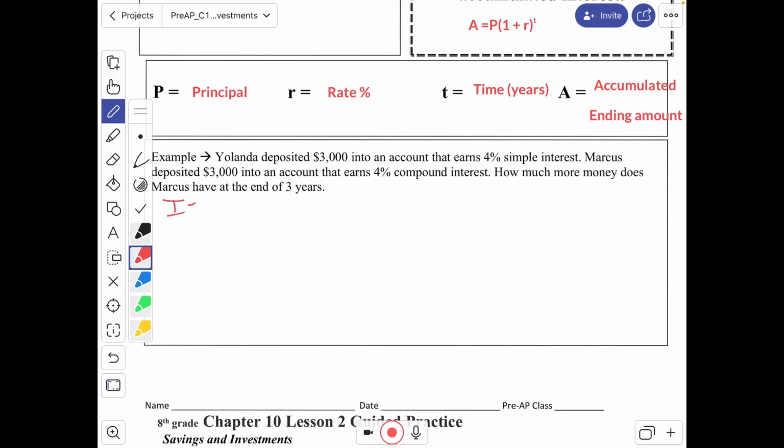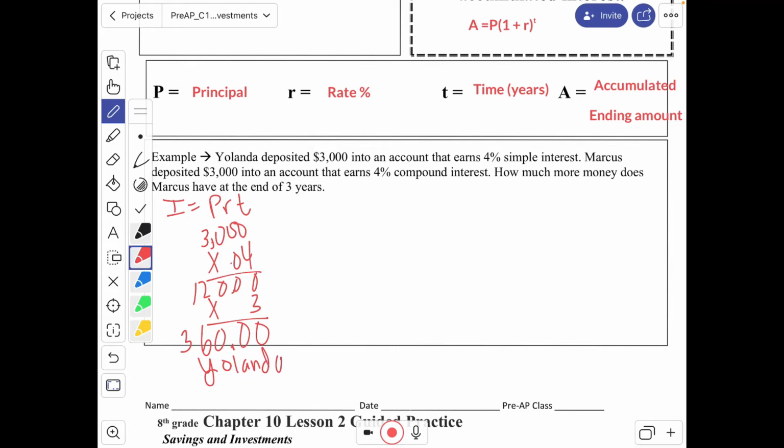Well, simple interest would be 3,000 times the rate, which was 4%, times 3 years, and that's what Yolanda would have. How much more money does Marcus have?